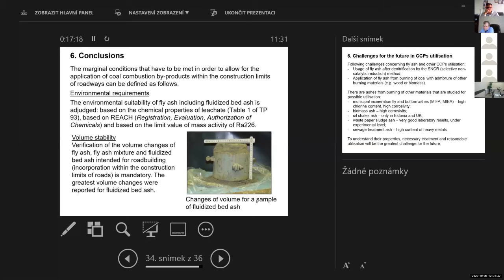The main problem, especially of calcium fly ash, is volume stability. It is necessary to verify volume stability before the application, and those tests are mandatory. It is not possible to use materials with this increase of volume, like on the snap right down.